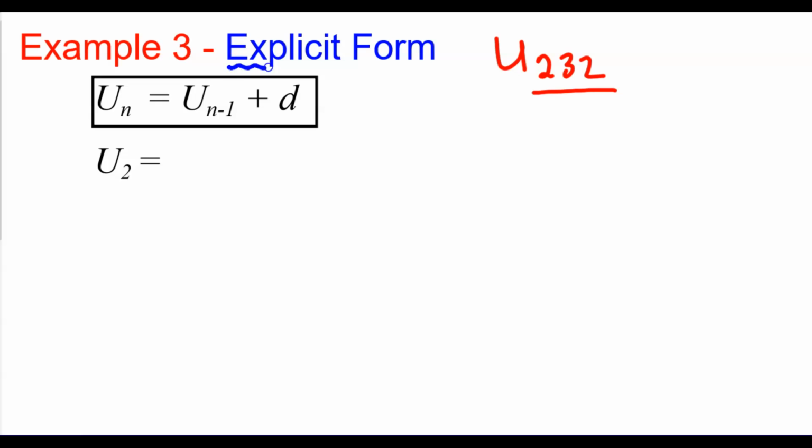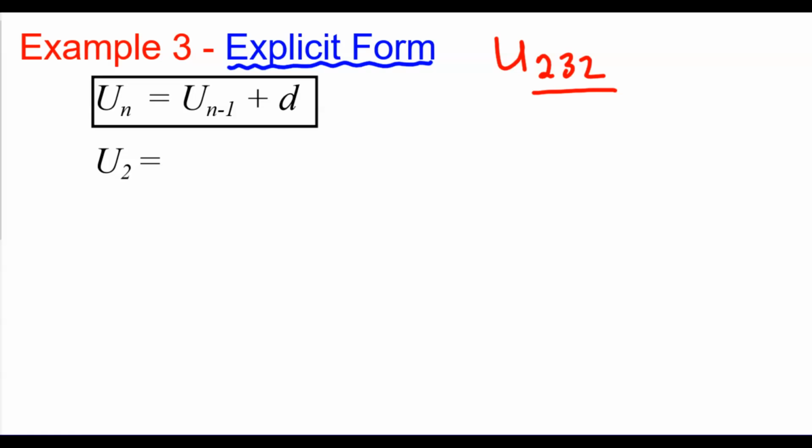So a better way to find a term in a sequence is to come up with an explicit form. The explicit form allows you to come up with a formula that you can use to find any term anywhere in the sequence without having to know the one previous. So I'm going to show you how the formula comes about, and then I'll give you the formula for the explicit form.